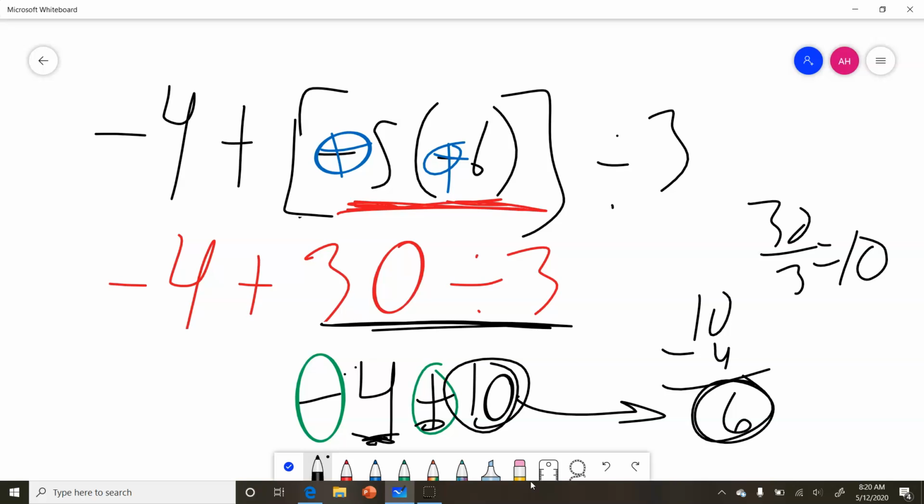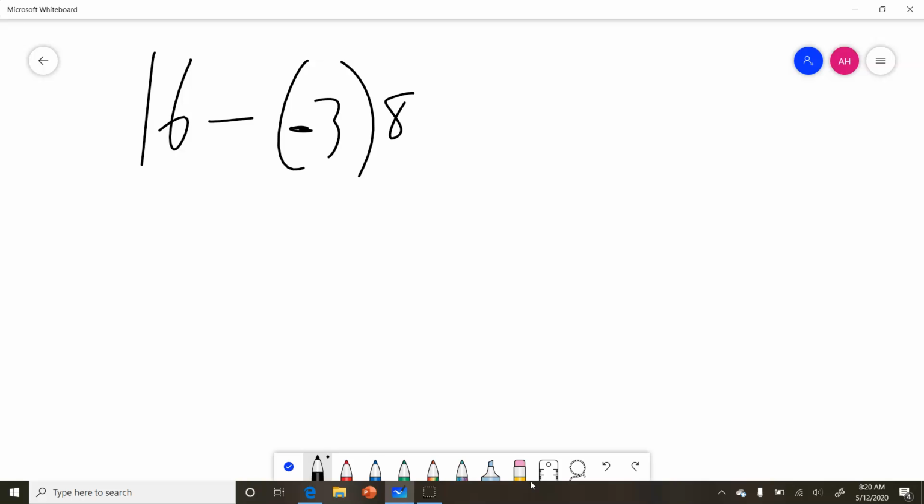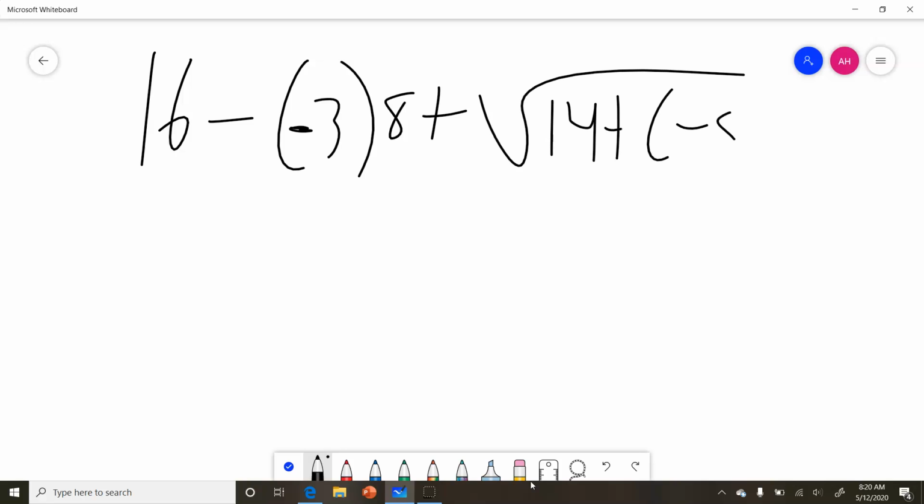Okay, and then let's do another harder one here, and we're almost done with the review. So 16 minus a -3, all of that times 8 plus the square root of 14 plus a -5. Okay, that is complicated. They're trying to confuse you, right? So let's do this step and what's in here together.